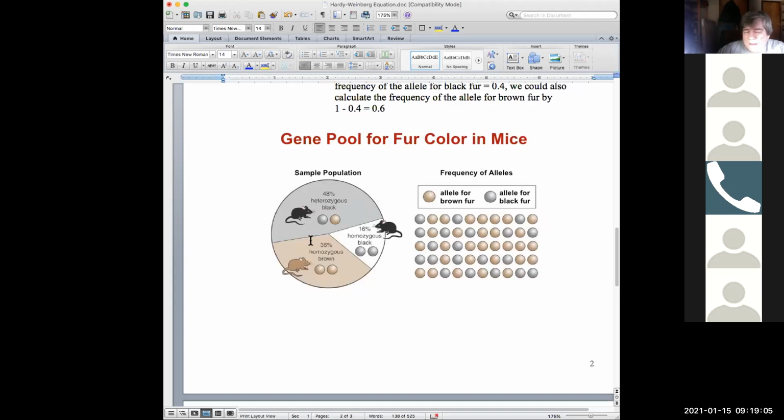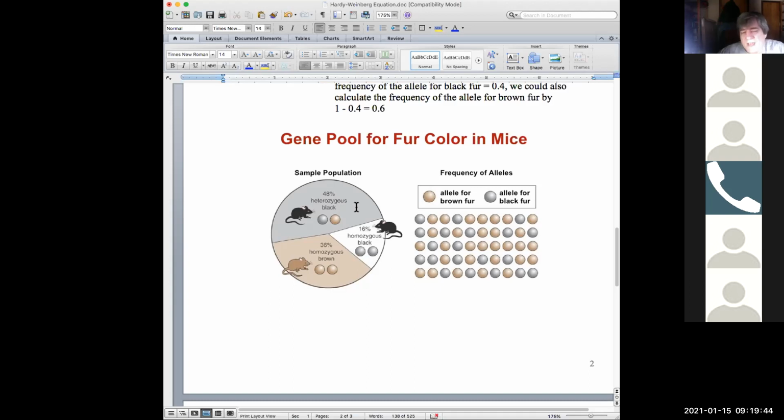So let's think about the gene pool for fur color in mice. In this population, we have two alleles. There's an allele that causes black fur color. There's an allele that causes brown fur color, and they've conveniently colored them, well, kind of grayish and brown. So if we look at all the individuals in our population, notice in this case, they're giving us some information to start with. 48% of the mice in this population are heterozygous black.